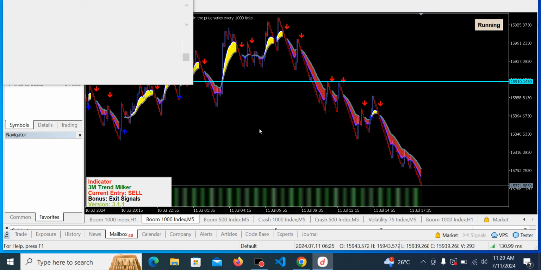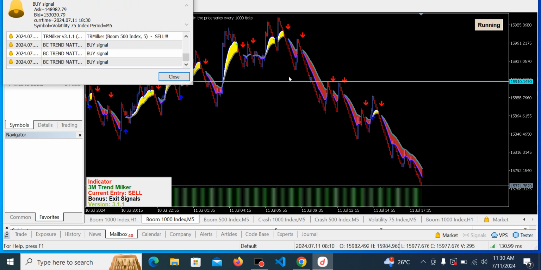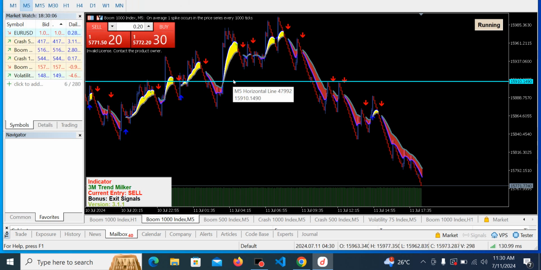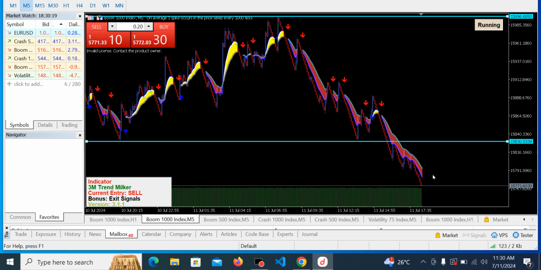Okay guys, this is boom 1000 on 5-minute time frame using the 3M trend milker trading indicator. So this started a downtrend right from this resistance zone, and of course it has been selling since then. It broke out from this particular support zone, and of course it gives it more opportunity to sell more. So this is still selling at the moment.